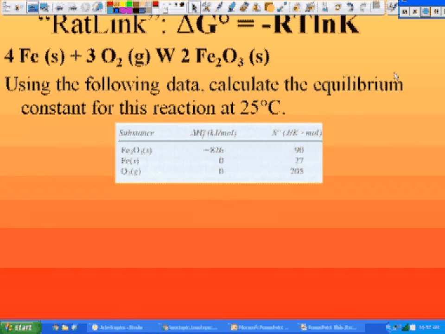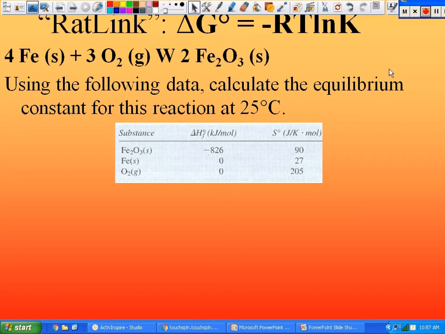We're going to finish up Thermo today. There is a small typo in the reaction. Can you tell me where the typo is? The W. What's it supposed to be? It's supposed to be an arrow.